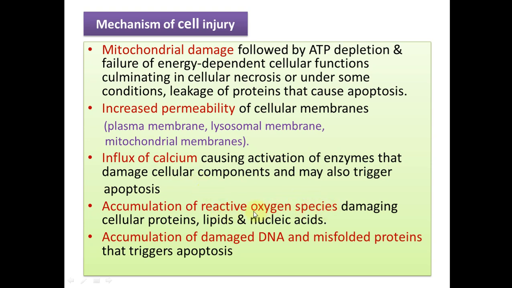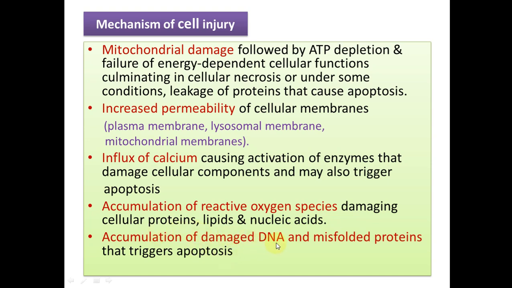The reactive oxygen species that are generated in the electron transport system during the production of ATP by oxidative phosphorylation are normally neutralized by the antioxidant compensatory mechanisms. But if the antioxidant mechanisms fail to neutralize these reactive oxygen species, or if the production of reactive oxygen species is very high in various pathological conditions, then these reactive oxygen species will accumulate inside the cell, and they will damage the cellular proteins, structural and functional proteins. They will also damage the lipids, particularly the phospholipid bilayers of the membranes, and also the nucleic acids, DNA and RNA.